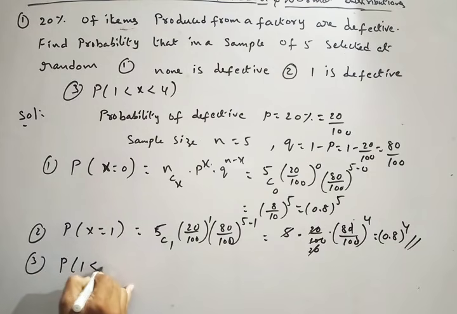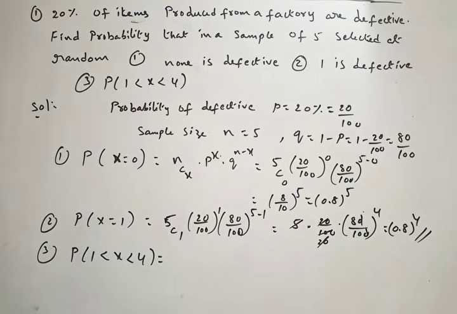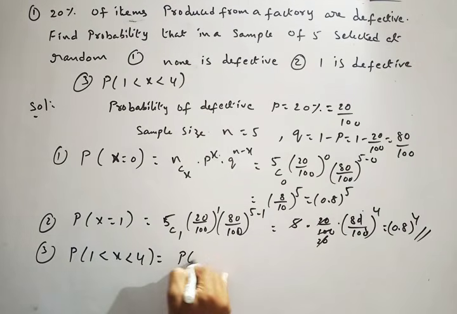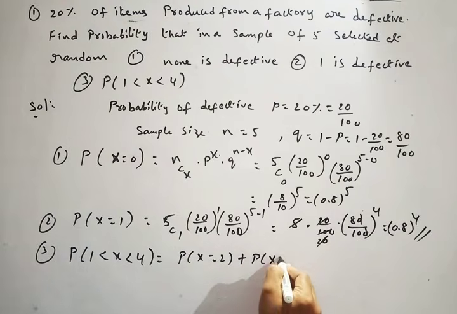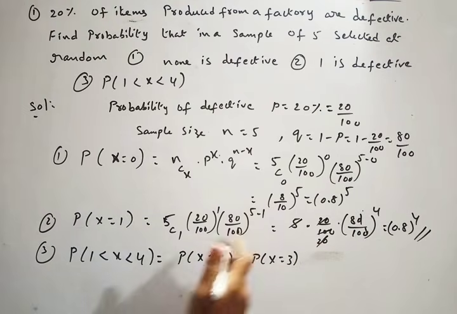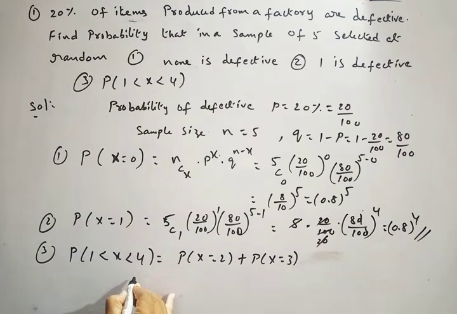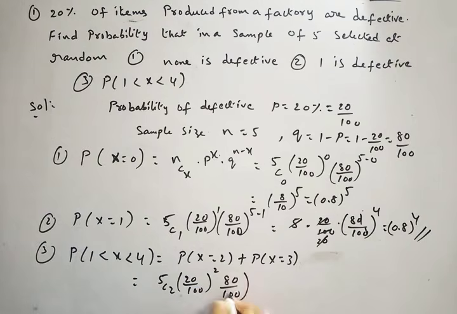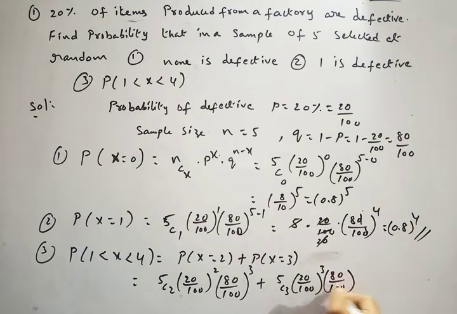Next, what is the third bit asking? P of 1 is less than x is less than 4. How many cases are possible? It means P of x is equal to 2 plus P of x is equal to 3, that's it, no? Only 2 and 3 will come, right? For 2, the formula is 5C2, with p as 20 by 100 whole square and 80 by 100 to the power 5 minus 2, which is 3. So 5C3, 20 by 100 whole cube, 80 by 100 whole square. Take the calculator and solve it. You will get the answer.